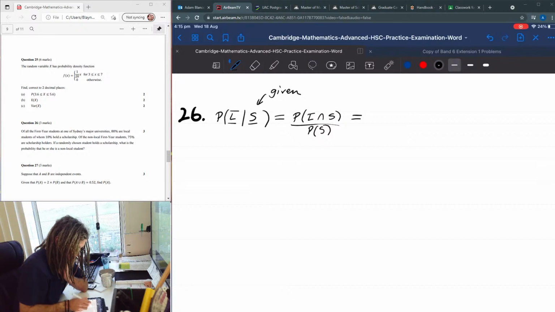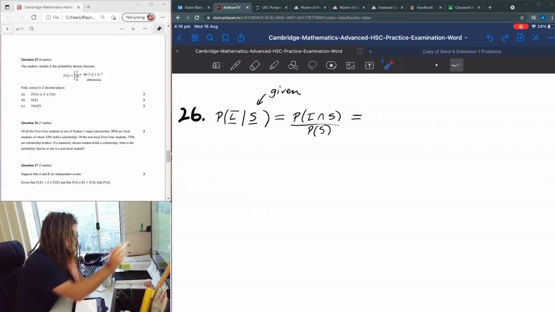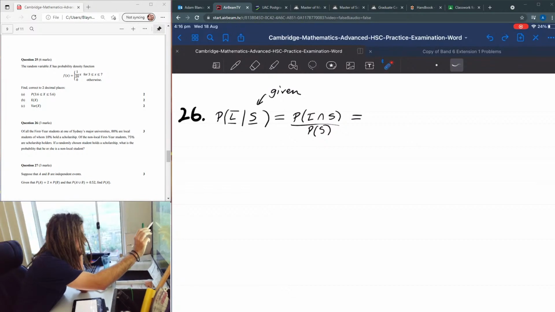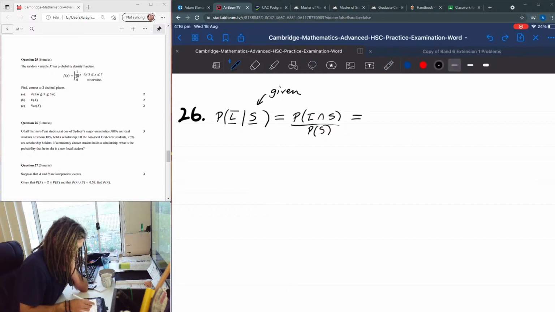Looking for people that are non-local and have a scholarship. So non-local. Okay, see the second sentence. Of the non-local first-year students, 75% are scholarship holders. So it's 75%, but it's of the non-local students. So it's 75% of an amount of students.